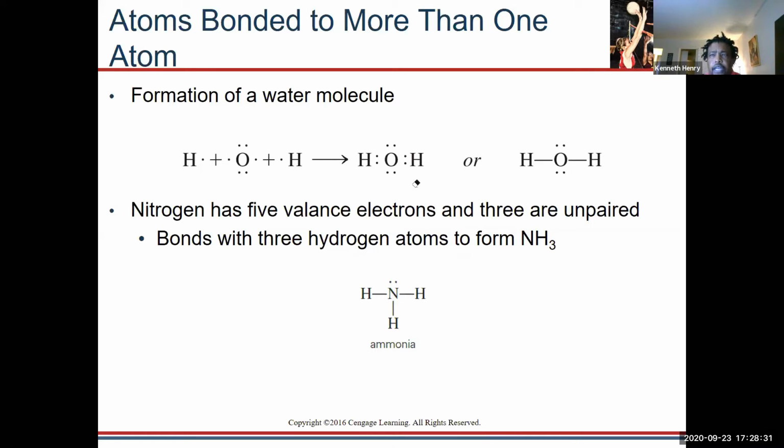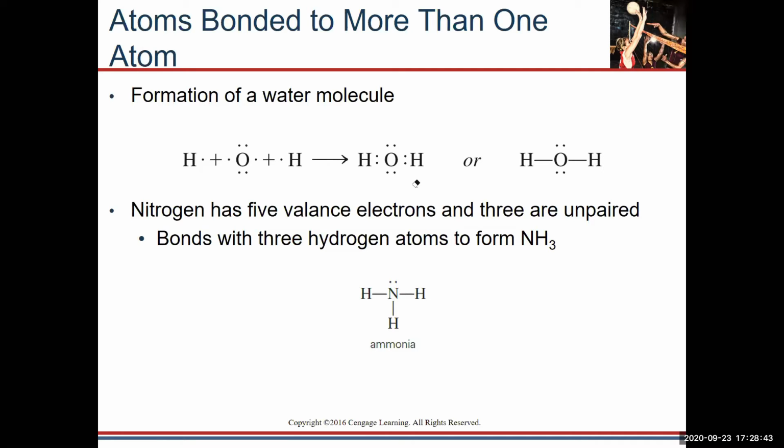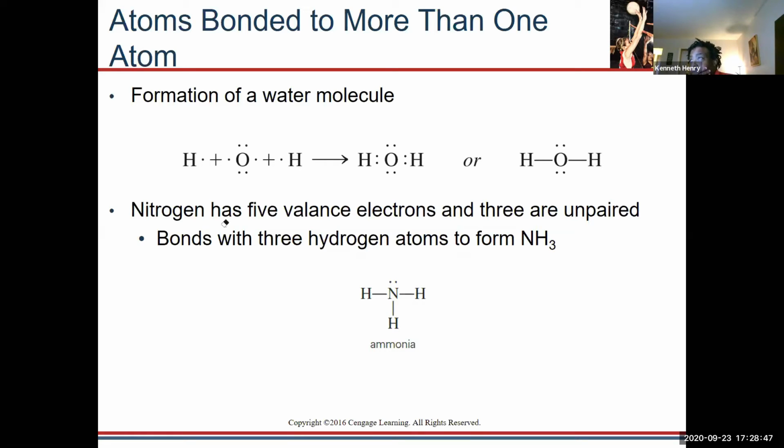So do you guys get that? See it? They're sharing it, exactly. Piece of cake so far? Kind of. Okay, so when we talk about, let's say, ammonia, how many valence electrons does nitrogen have?